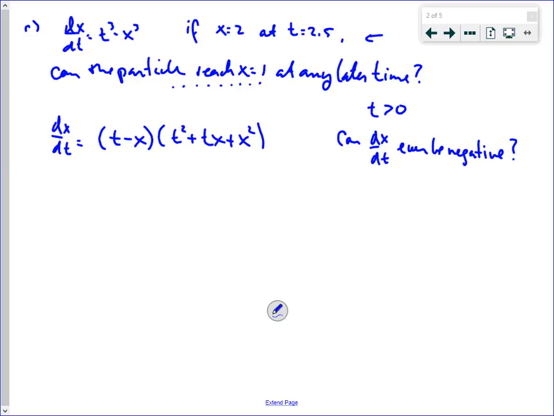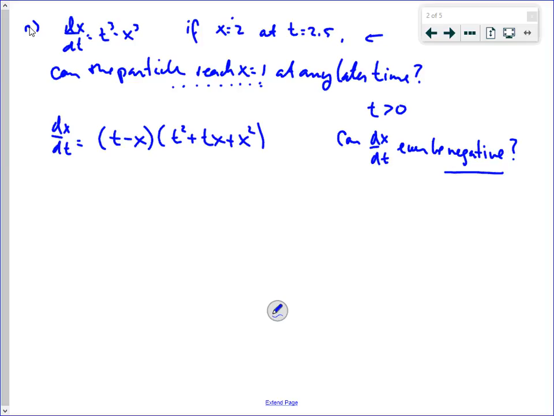And of course time can't be negative. Because if dx dt will never be negative, then we're not going to go... I mean, positive dx dt is going to the right, the x's get bigger. Negative would be going to the left. If dx dt is never negative, then we can't go from x equals 2 to x equals 1. Okay. Because we won't ever be going to the left. Okay. So let's analyze this a little bit here.